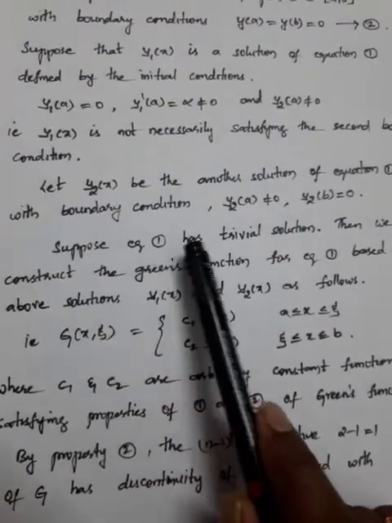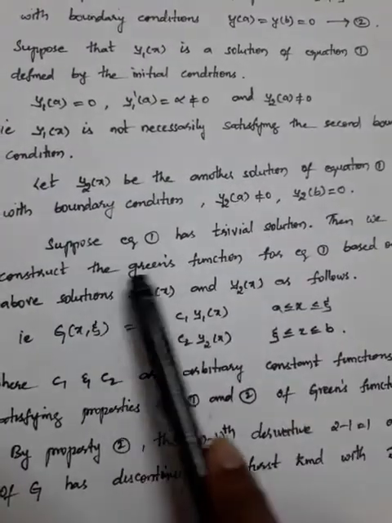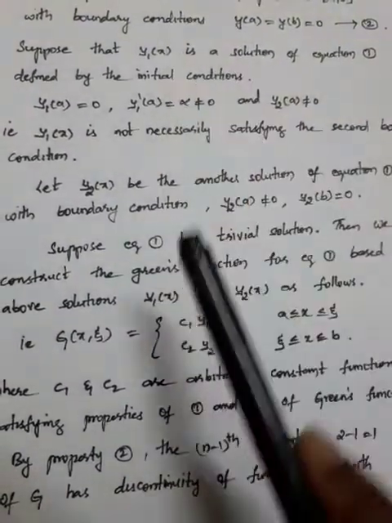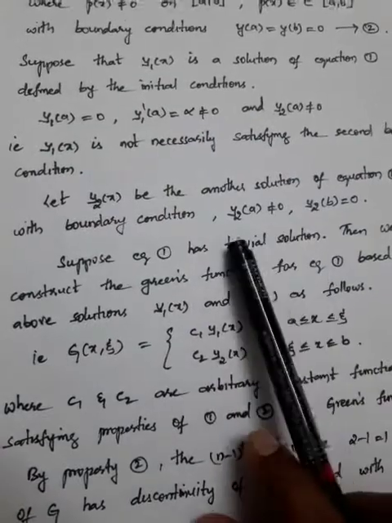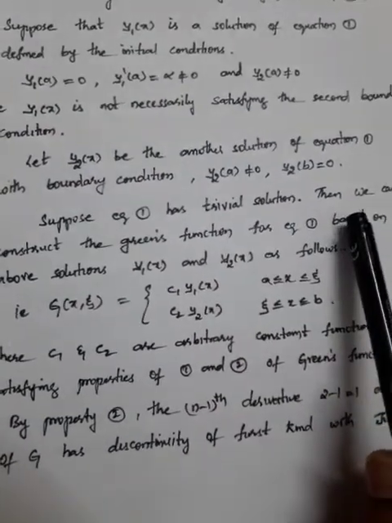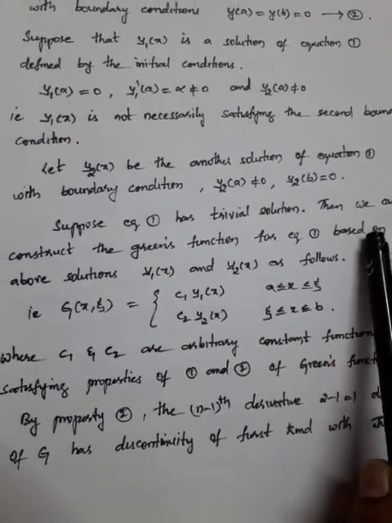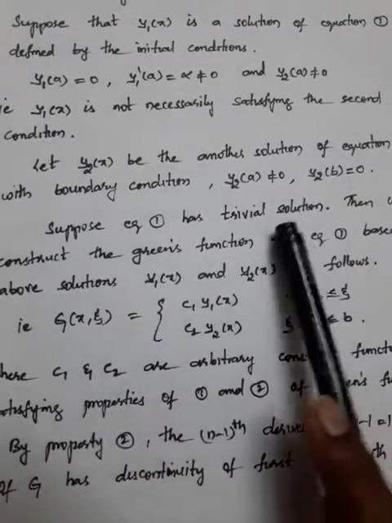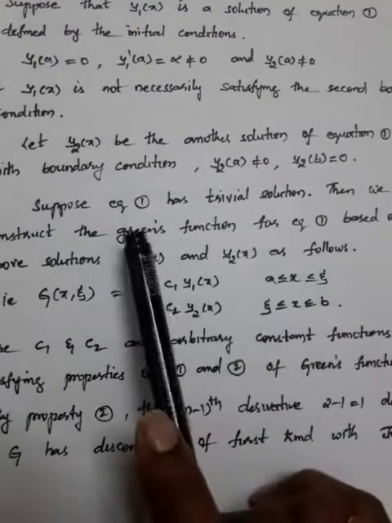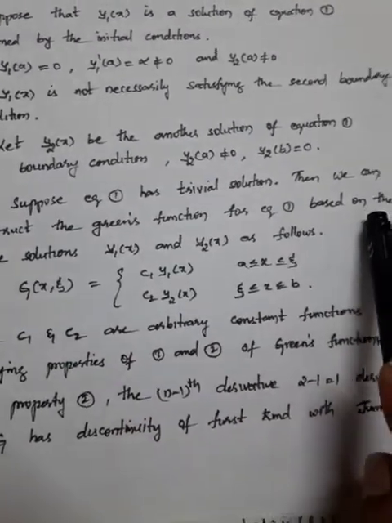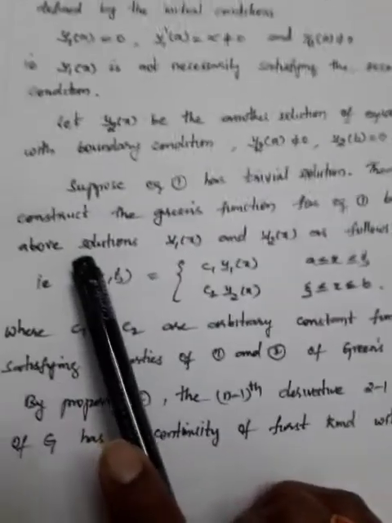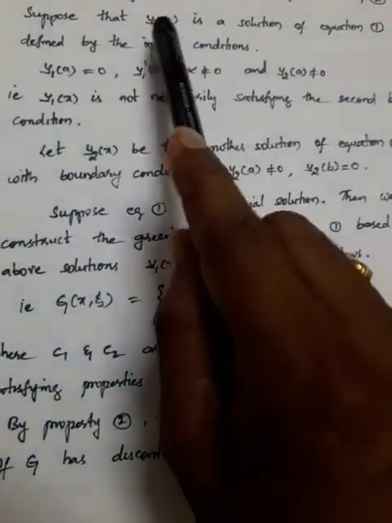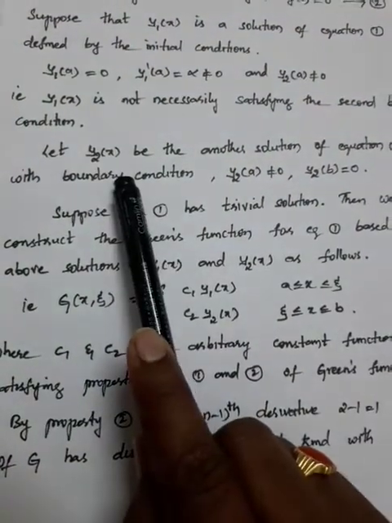Suppose equation 1 has only a trivial solution, then we construct the Green's function. After taking these two solutions, we suppose that equation 1 has only a trivial solution, such that we are going to construct the Green's function. We construct the Green's function only for that case. So, suppose equation 1 has only a trivial solution, then we construct the Green's function for equation 1 based on the boundary values and the above solutions, that is y1(x) and y2(x).